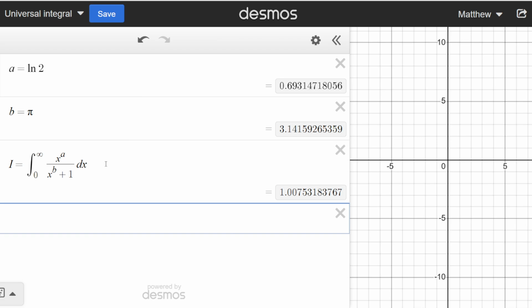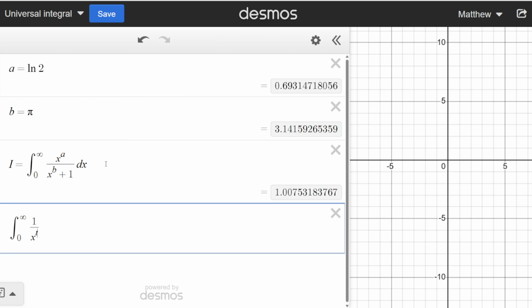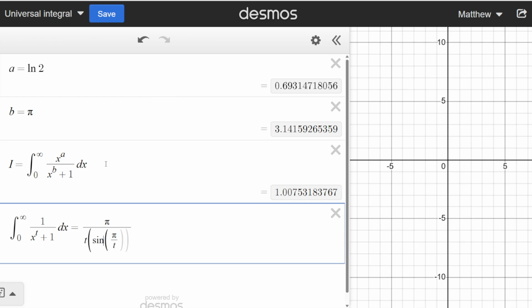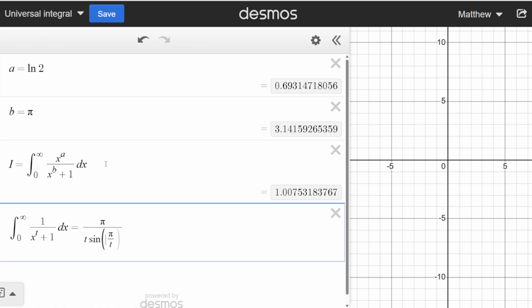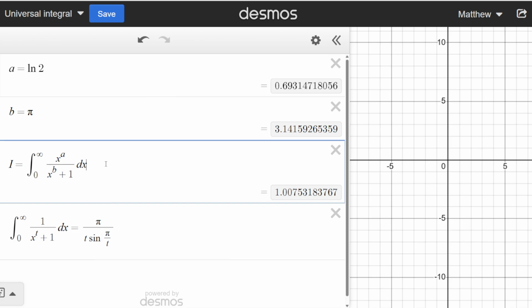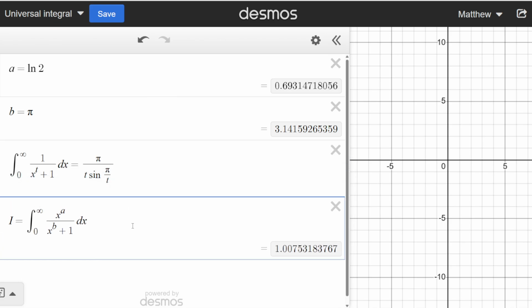So we're going to be starting already knowing this: the integral from 0 to infinity of 1 over x to the t plus 1 dx is equal to pi over t sine pi over t. All right, so we're going to be starting there. So let's get started working on this integral. How are we going to get this to look something like this?